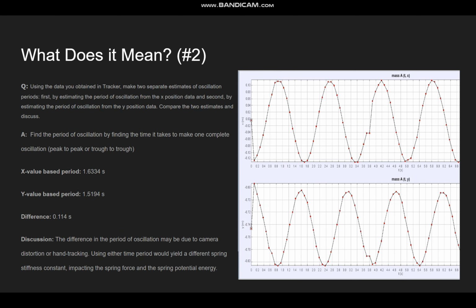To find our different oscillation periods, we find the time it takes to make one complete oscillation, peak to peak or trough to trough, based on the graphs seen to the right. Our x value base period is 1.6334 seconds, and our y value base period is 1.5194 seconds. The difference is 0.114 seconds. The difference in the period of oscillation may be due to camera distortion or hand tracking. Using either time period would yield a different spring stiffness constant, impacting the spring force and the spring potential energy.